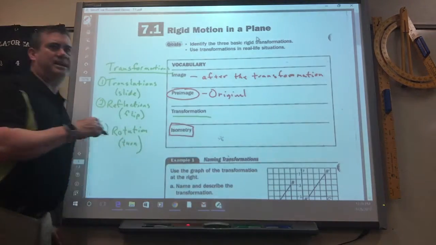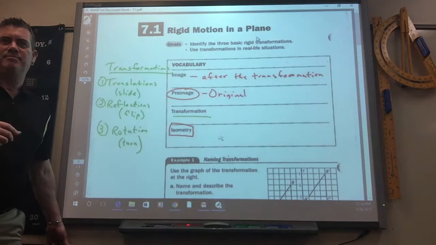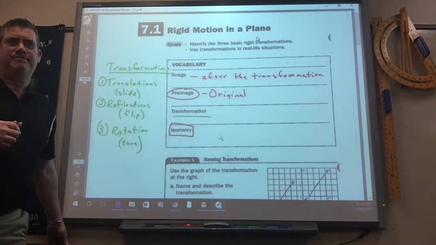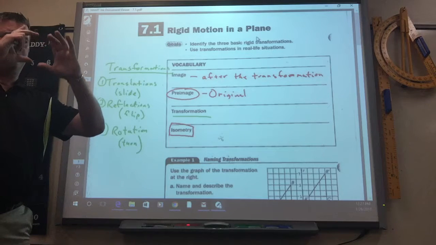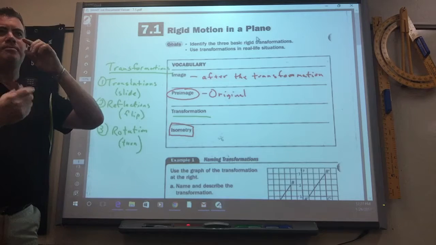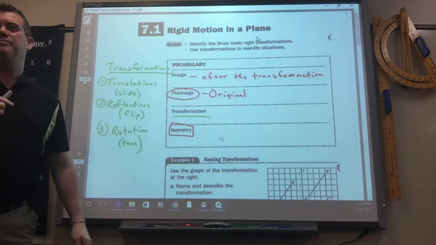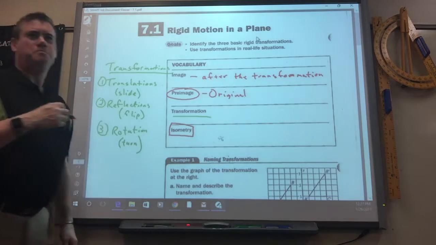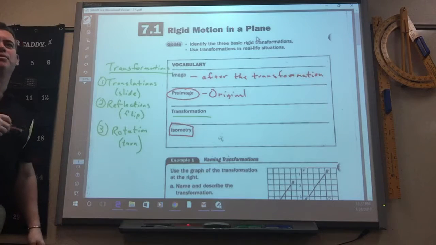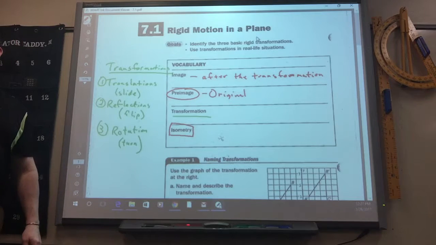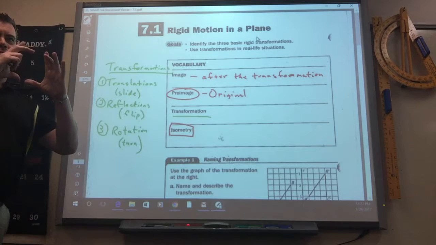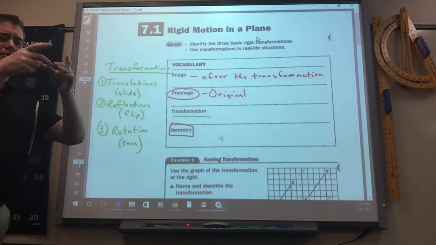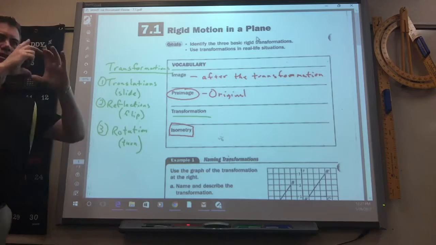Isometry. You guys did isometric drawings? In 7th or 8th grade? It's where you had the block of something and you had to draw the front view, top view, side view. Everyone does that, you just don't remember. They're called isometric drawings because you measured them with a ruler and then you drew them the same size. The top view is the same size as the front view.